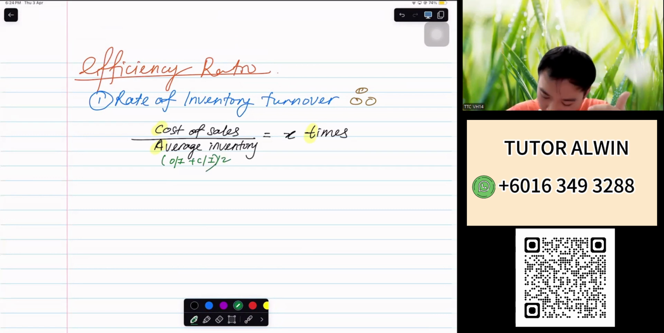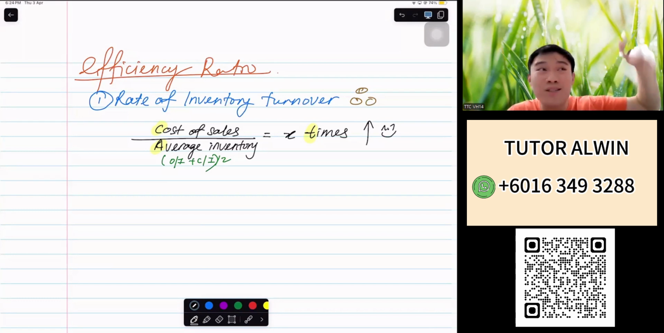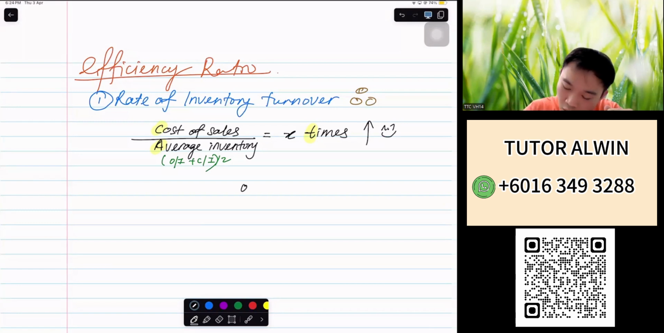So, if the number of times is higher, it means it's good. Meaning, on average, within a year, you have replenished your stock by, let's say, 10 times. So, wow, you replenish your stock 10 times means you are good in selling, man. On average, within 1 year, you've already restocked a lot of times. Like, whoa, good sales team. Good marketing strategy.